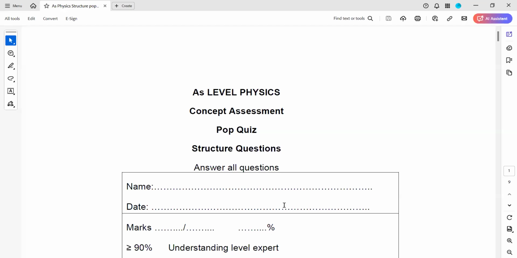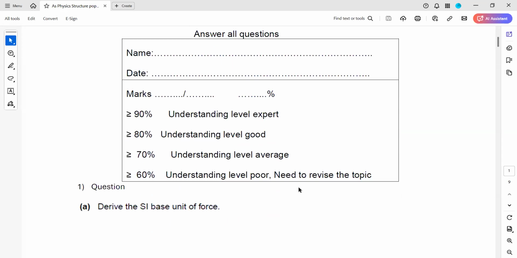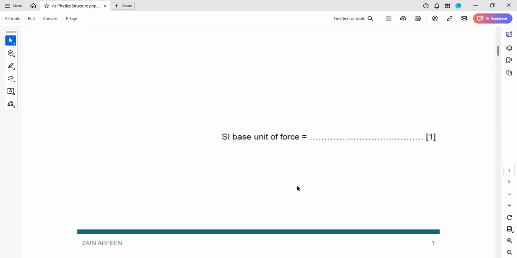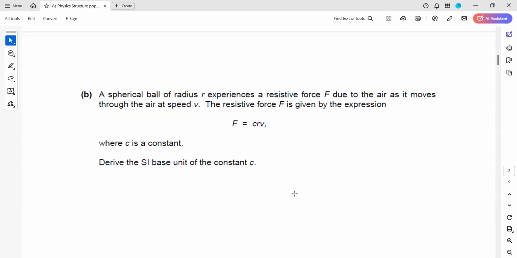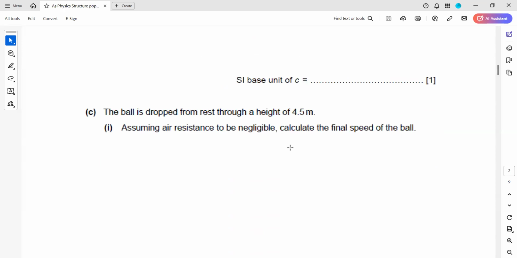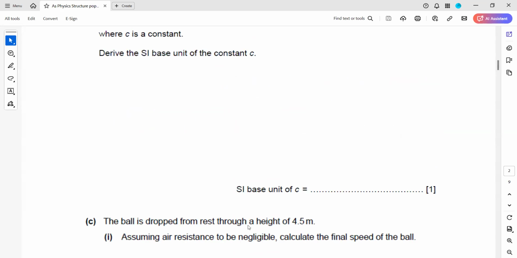So, structure pop quiz 7. You can ask your doubts. Question 1, part A. Any doubt? A, B, C. C1: should the height be negative? And C2.